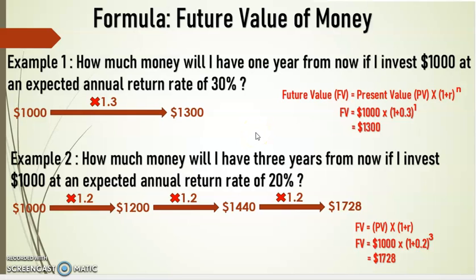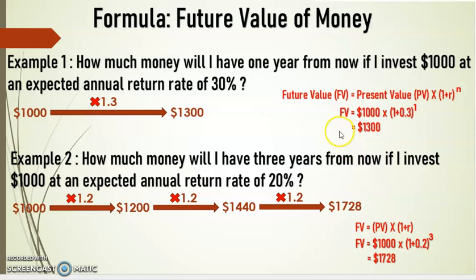Let me use the same examples, example 1 and 2, and use this formula to attempt these questions. So the future value is equal to the present value into 1 plus r to the power n. This is the basic equation for calculating the future value of money. For calculating the present value, we are only going to change the subject of the formula, but the contents of the formula are not going to change.